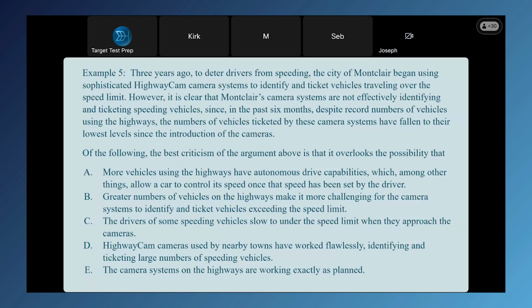So in that case, the cameras aren't doing anything wrong, because the cars aren't speeding. So it could still be the case that the cameras are or are not effectively identifying and ticketing speeding vehicles. It's just that these cars that are slowing down to below the speed limit are not speeding vehicles, so they're not the ones that we're talking about.